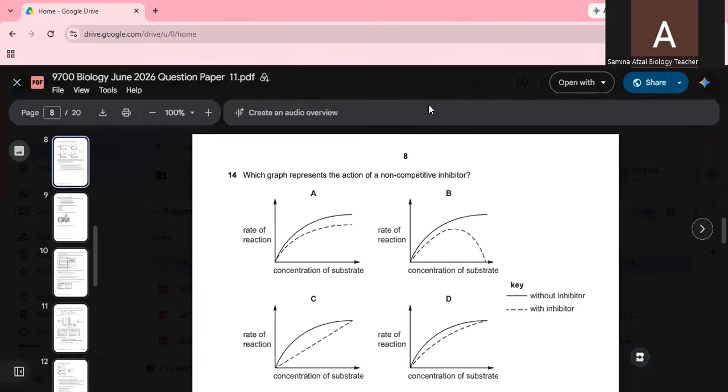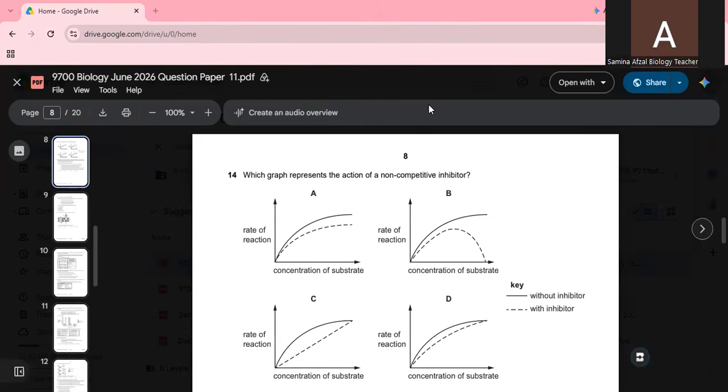Question number 14 is which graph represents the action of a non-competitive inhibitor. So you know that the non-competitive inhibitors are those which do not compete for the active site. So they can get attached on any part of the enzyme. In this way, the shape of the enzyme is changed, due to which the rate of reaction is reduced. And in these four graphs on y-axis, they have given the rate of reaction, on x-axis the concentration of substrate.